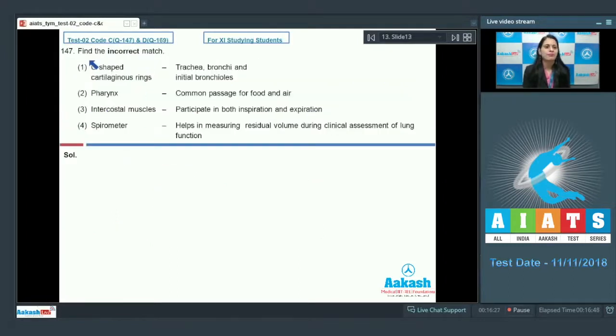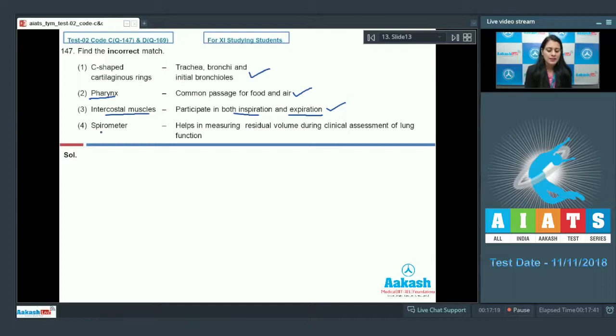Question number 147. Find the incorrect match, and the very first option given is C-shaped cartilaginous rings and matched with trachea, bronchi and initial bronchioles, and is a correct match. The second option given is pharynx, and it is a common passage for food and air, and this is also a correct match. Our third option given is intercostal muscles. They participate in both inspiration and expiration, and this is a correct option because whether it is external intercostal muscles or internal intercostal muscles, these muscles are involved in inspiration or expiration.